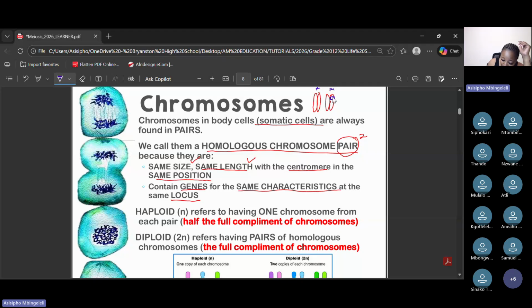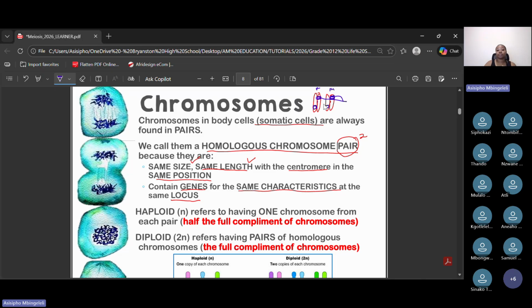So this particular position of a chromosome and this particular position of this chromosome both need to code for the same gene, if it is eye color. Meaning there should be information about eye color here and information about eye color there. So they need to contain genes for the same characteristic at the same position. If this part codes for blood group, this part should also code for blood group, from 2 chromosomes, 1 from each parent.